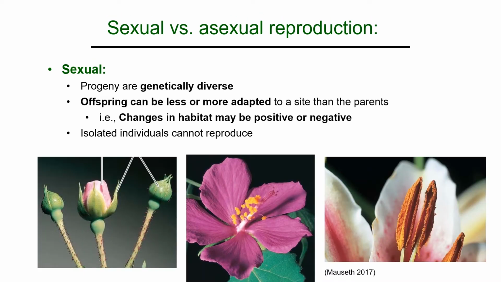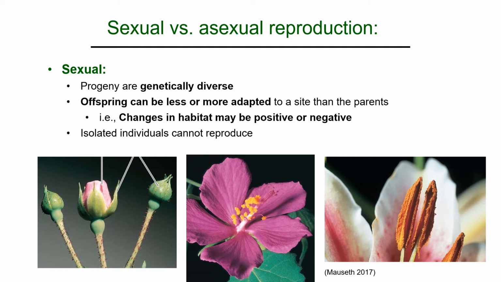If we think about sexual reproduction, in this instance, the offspring are going to be very genetically diverse. So no two individuals, if sexual reproduction is the predominant form, are going to be genetically identical. And this can have benefits and disadvantages as well. So offspring can be either less or more adapted to a site than the parents because of that genetic diversity. This is the underpinnings of natural selection.